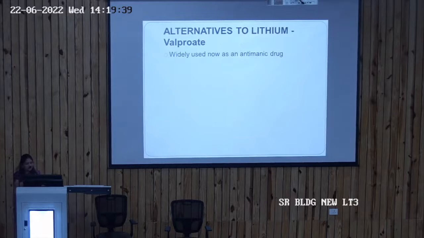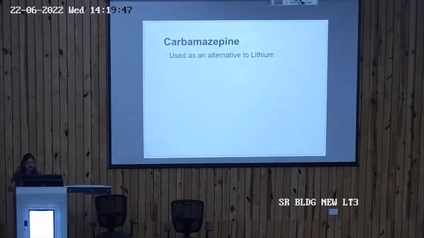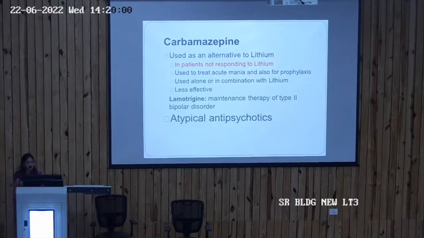Now the alternative to lithium is valproate. For acute mania and rapid cyclers, you can use valproate. Divalproex is another congener of valproate which is used. Carbamazepine is not much used, though it can be used in acute mania and also as prophylaxis in bipolar disorder. Now lamotrigine's special point is that it can be used in the depressive type 2 bipolar disorder, where the depressive phase is more than the manic phase. In that case, lamotrigine is the drug for this type 2 bipolar disorder.